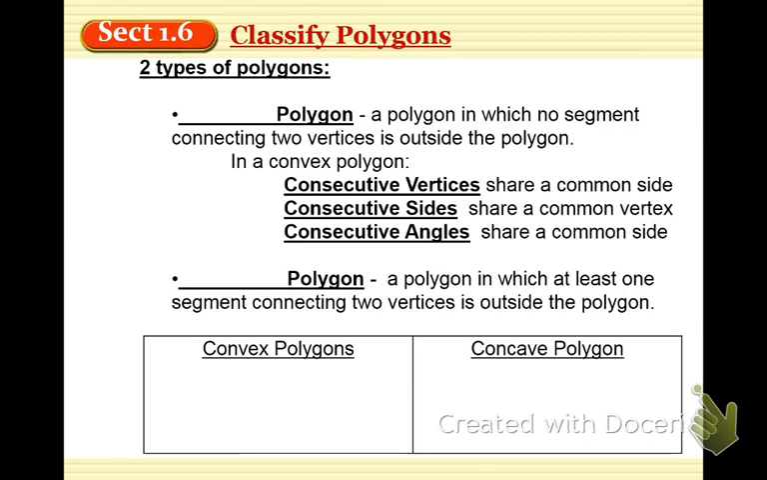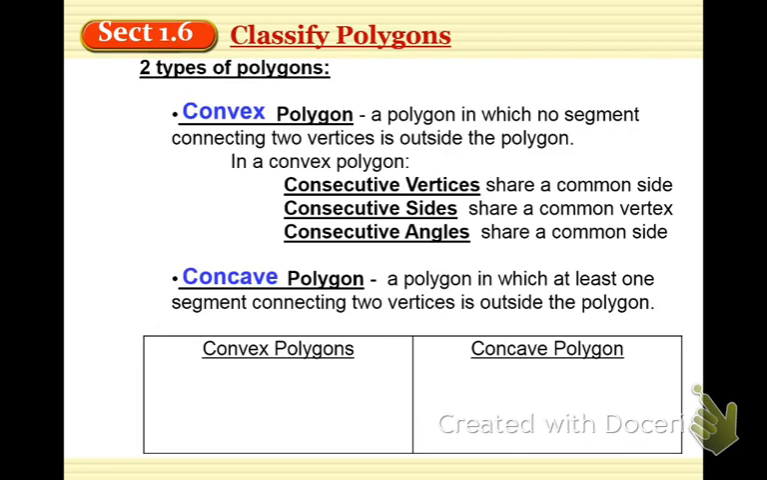Okay, two types of polygons. Polygons can be convex or concave. And you see the definitions here. I'm going to offer up another way to tell the difference. But a convex polygon is a polygon in which no segment connecting two vertices is outside the polygon. And you'll kind of see what they're talking about here in just a second. In a convex polygon, the consecutive vertices share a common side, the consecutive sides share a common vertex, and the consecutive angles share a common side.